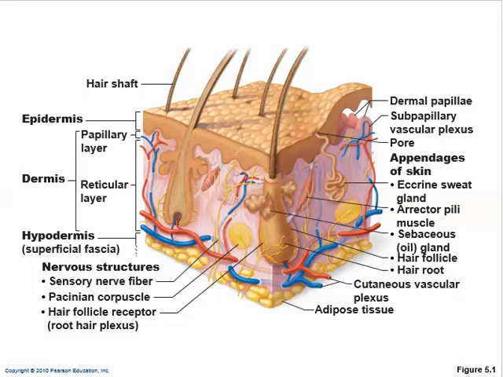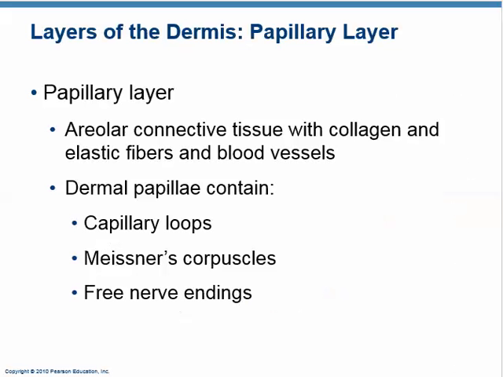The papillary layer is a very thin layer just under the epidermis. The reticular layer, which means net-like, ret and net are the same word, is where you find the blood vessels and everything else. The papillary layer is areolar connective tissue. There's collagen and elastic fibers. This is where we find free nerve endings and Meissner's corpuscles for touch and for pain. This is where the capillaries nourish the stratum basale.